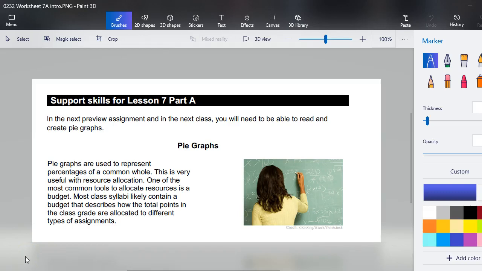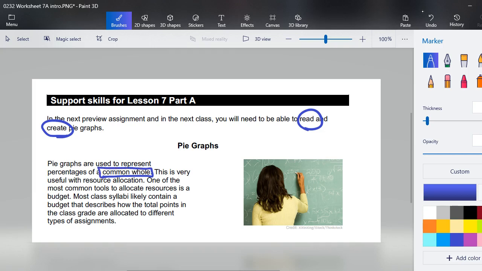Welcome to Lesson 7A. In the next preview assignment and in the next class, you'll need to be able to read and create pie graphs. And I'm going to mark it, and it's not going to go too crazy, but read and create pie graphs. Pie graphs are used to represent percentages of a common whole.